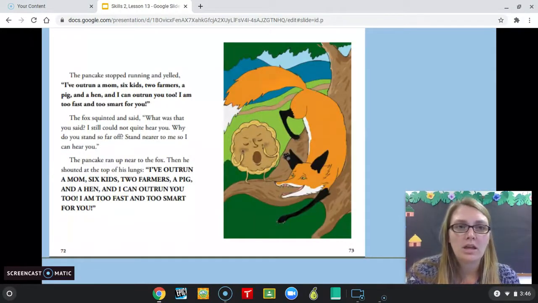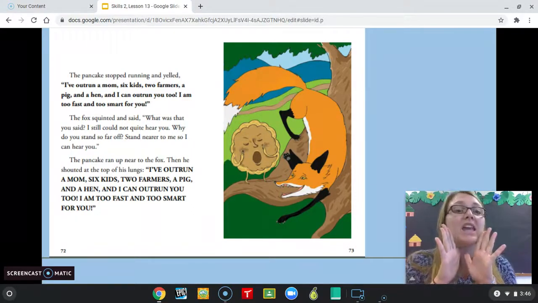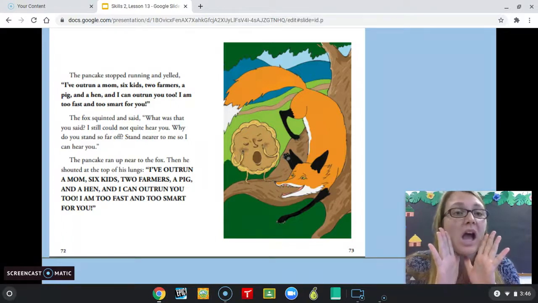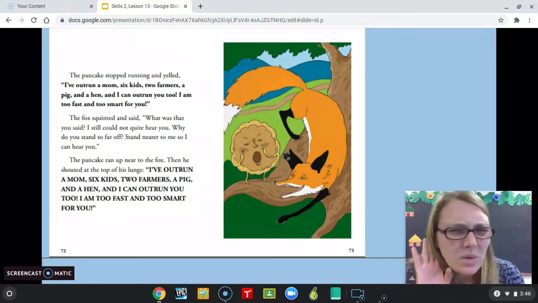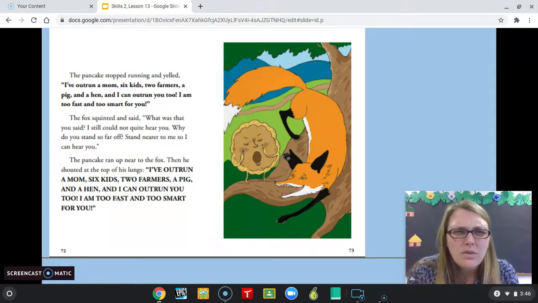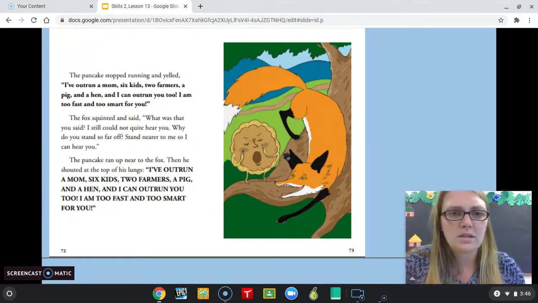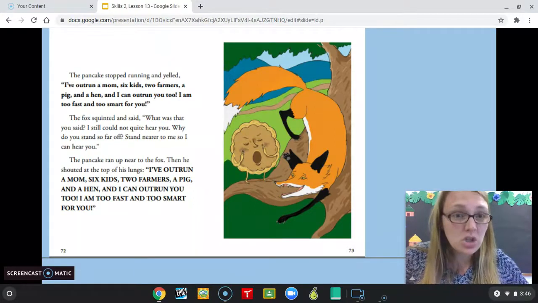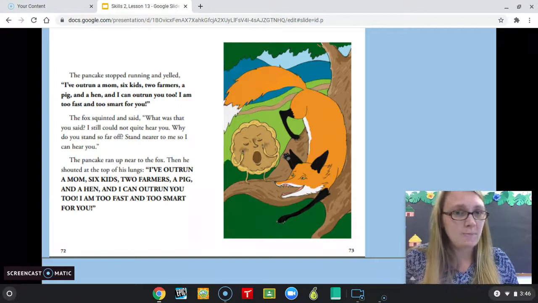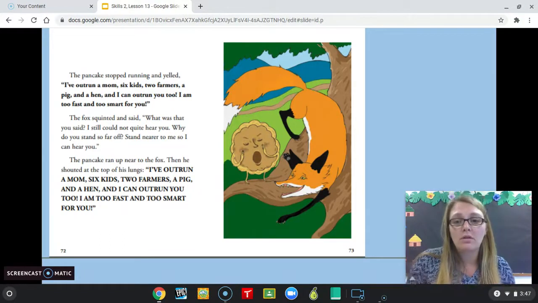The pancake stopped running and yelled, "I've outrun a mom, 6 kids, 2 farmers, a pig, and a hen, and I can outrun you too. I am too fast and too smart for you." The fox squinted and said, "What was that you said? I still could not quite hear you." "Why do you stand so far off? Stand nearer to me so I can hear you." The pancake ran up to the fox. Then he shouted at the top of his lungs, "I've outrun a mom, 6 kids, 2 farmers, a pig, and a hen, and I can outrun you too. I am too fast and too smart for you."